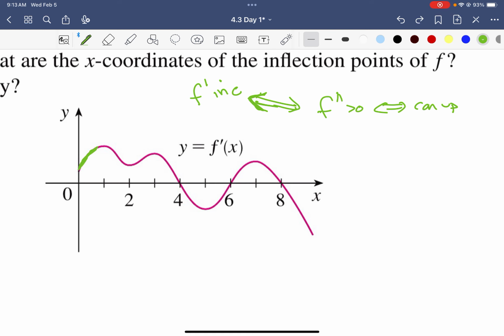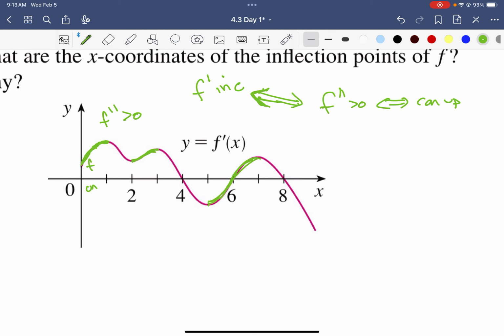So we see that f prime is increasing here, here, and here. On those intervals, if f prime is changing in a positive way, then we know that f is concave up. F, wherever it is living, is concave up on these intervals: from 0 to 1, from 2 to 3, and from 5 to 7.